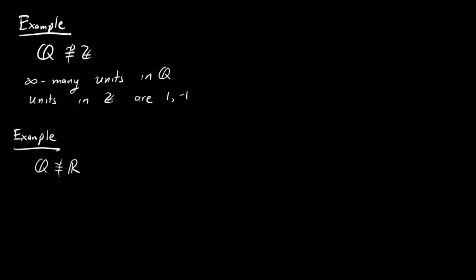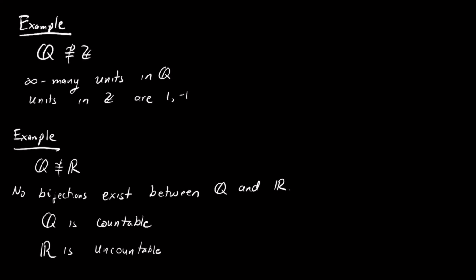Okay, the other interesting example is that Q is not isomorphic to R, and it's actually for the opposite reason. The reason is that there are no bijections between Q and R. So Q is countably infinite, and R is uncountably infinite, and we have arguments that show that there cannot exist a bijection between Q and R. So these cannot be isomorphic as rings.